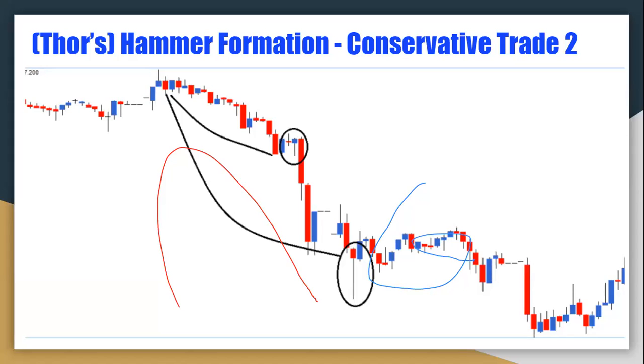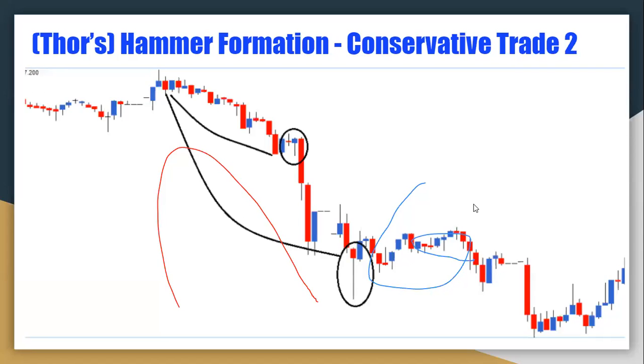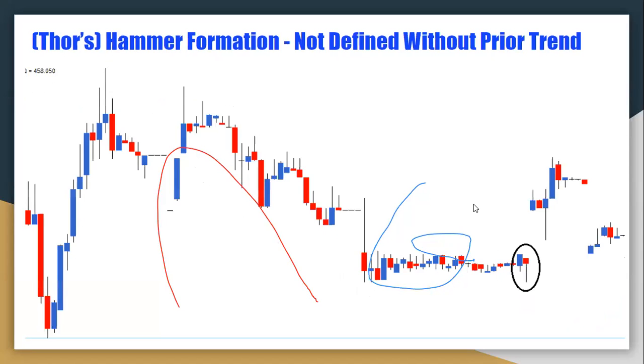There are other things as well, which we'll study as this course progresses. But till now, we are seeing that as a conservative trader, it is pretty much safer to enter into these candlestick patterns. Now let us look at this hammer formation. This hammer looks pretty evident when it is occurring in a downtrend. But now let us look at one more example.